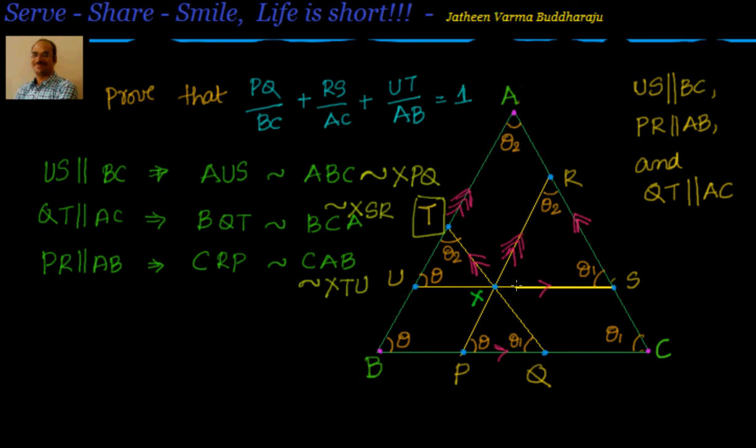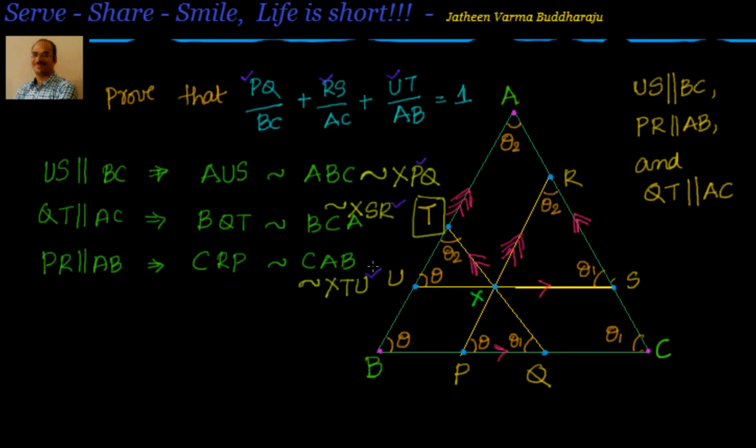Similarly, XSR is similar to BCA, or I can say XSR is similar to PCA. Now, what information have we been asked to find out? We have been asked to find out where we have that information. We have PQ and I have PQ here. I want RS, I have RS here. I want UT, I have UT here.